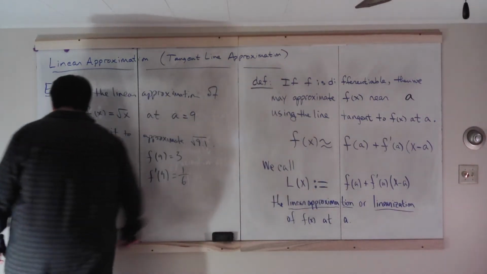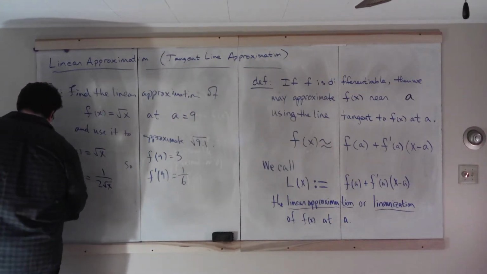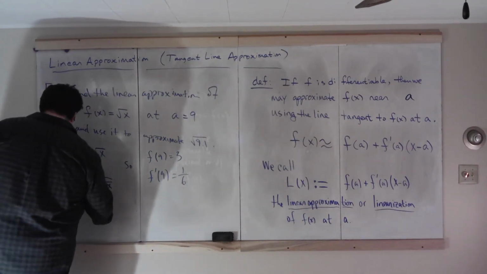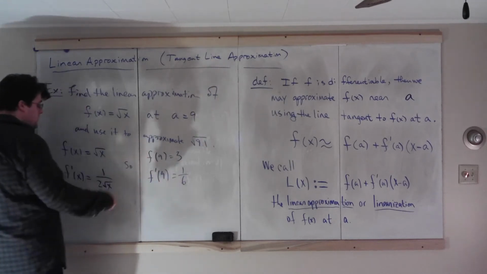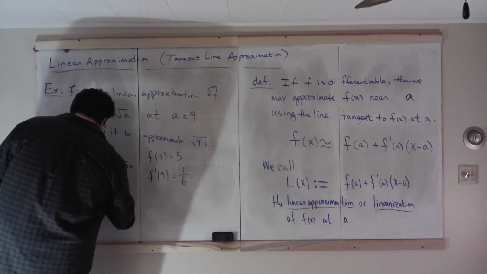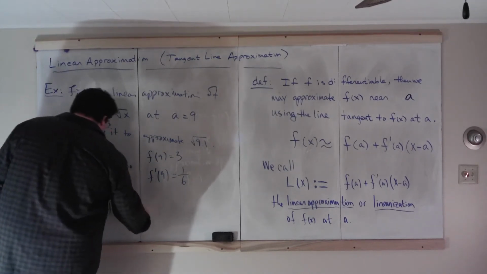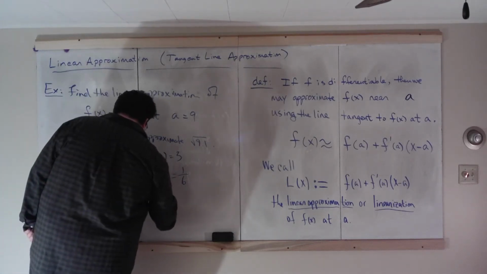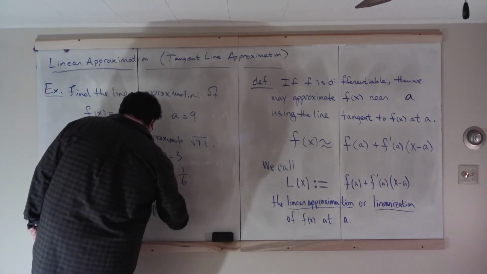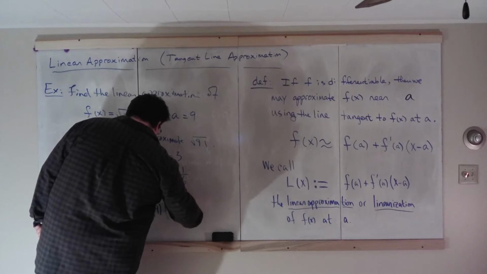And now we can find our linear approximation formula. So L of x equals, maybe I'll write it like this for the first one, f of 9 plus f prime of 9 times x minus 9.